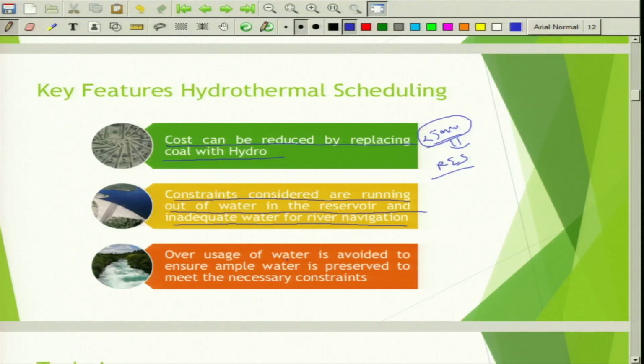So, then the water reaches its destination at the sea, then there is rainfall and then it gets filled again. So, this cycle need not be hampered, river navigation should be proper, and over usage of water is avoided to ensure ample water is preserved to meet the necessary constraints. If you excessively utilize the water, then you may not have water for the summer season. So, over utilizing and under utilizing are both problematic, right.